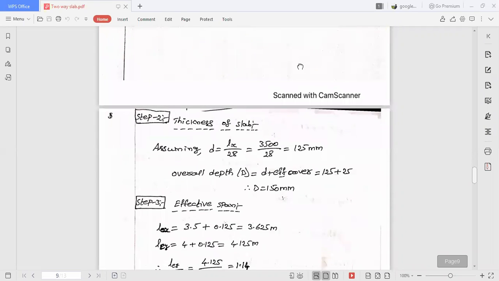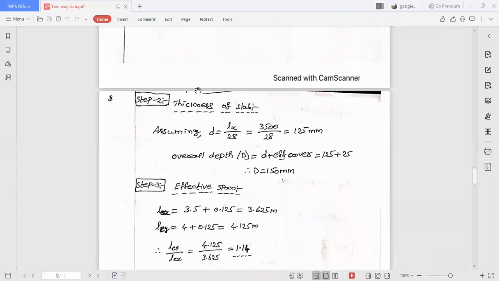The second step is to assume the thickness of the slab first, and the range we already discussed in the design procedure. For a simply supported slab the range is different, and for a restrained slab the range is different. For a simply supported slab the range is Lx by 28.